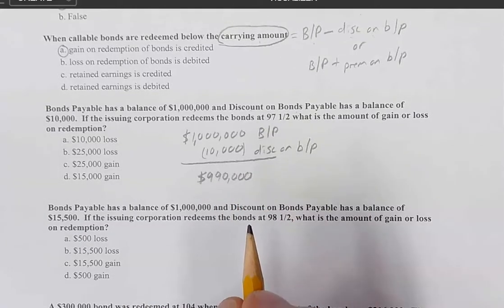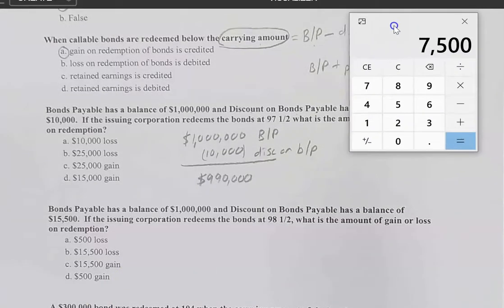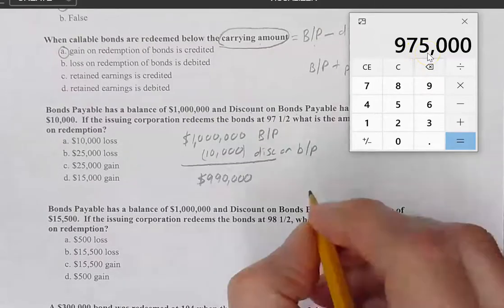Okay, then what we want to do to make sure we don't mess this up, I'm going to take this $1 million times 0.975, or 97.5%, and we're going to come up with $975,000.